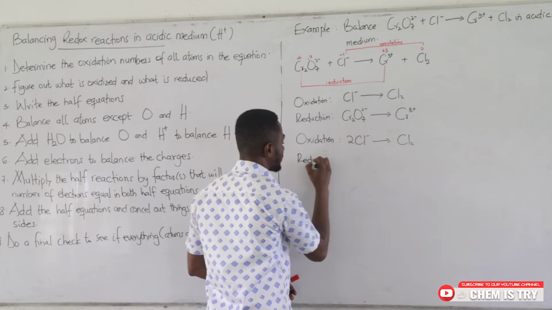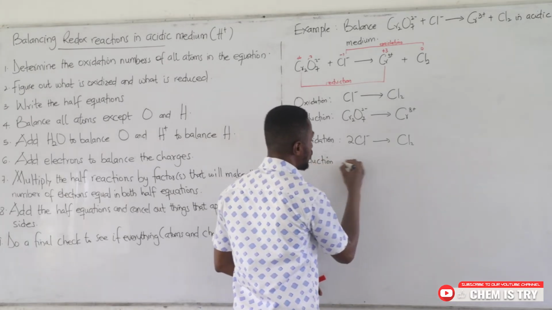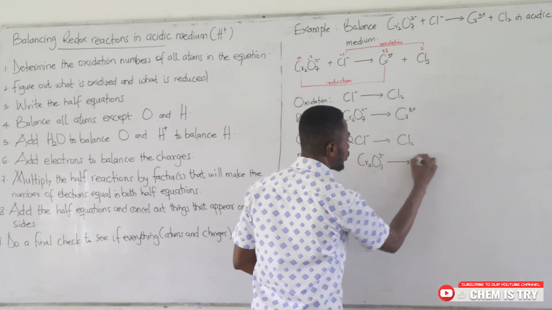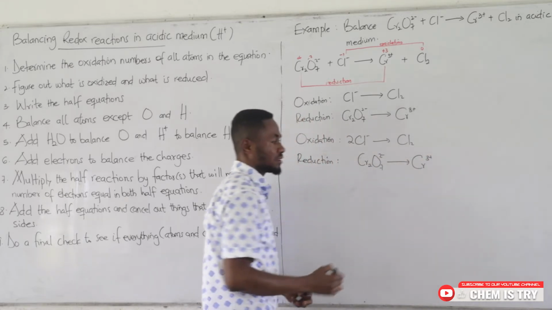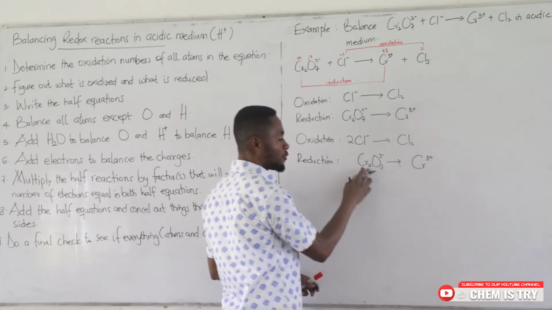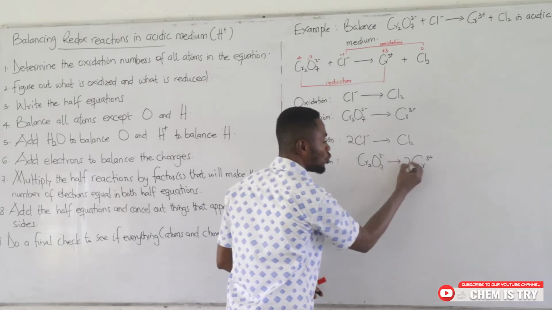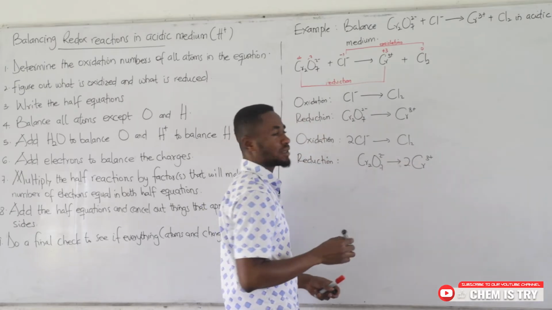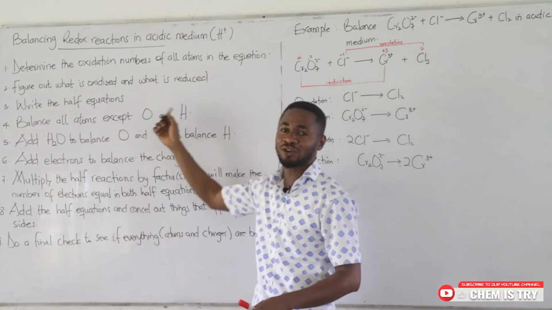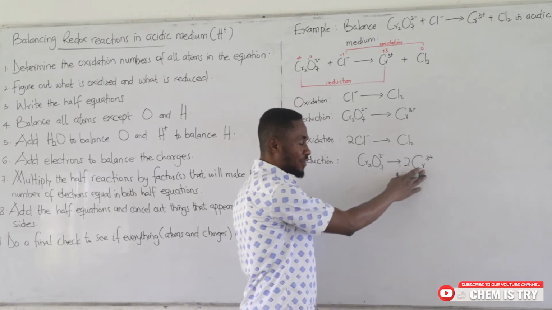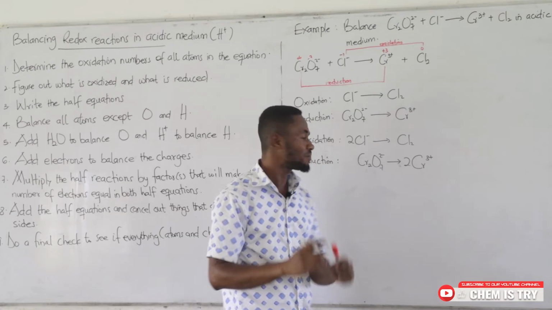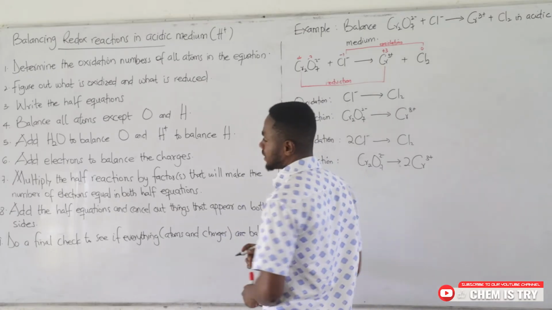Then with the reduction, we have Cr2O7 2- going to produce Cr3+. Now over here we have 2 Crs, so we put 2 there. The Crs are balanced. Now remember, we said balance all atoms except oxygen and hydrogen. So we balance the Cr3+. We are seeing oxygen here, but we are going to leave it for a while. Next step, we'll talk about it.